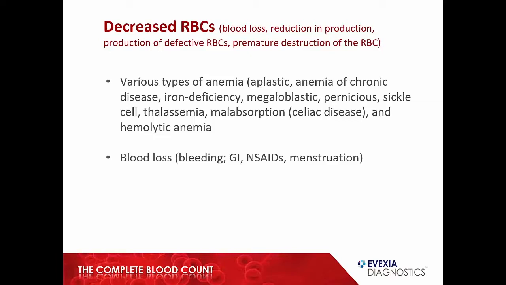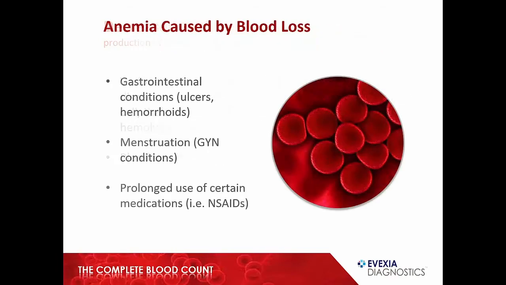And again, blood loss, you need to consider that as well for a decrease in RBCs. Where is the bleeding? Is it the GI tract? It could be due to NSAIDs, because that can cause occult bleeding in the GI tract, or problems with menstruation. Now, anemia caused by blood loss. So here again, just to hone in on that, consider gastrointestinal conditions. Ulcers, hemorrhoids can do that. Again, problems with menstruation, prolonged use of certain medications. You need to keep all of these in mind.